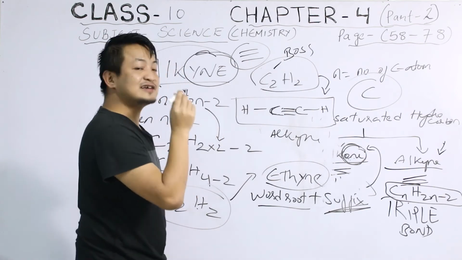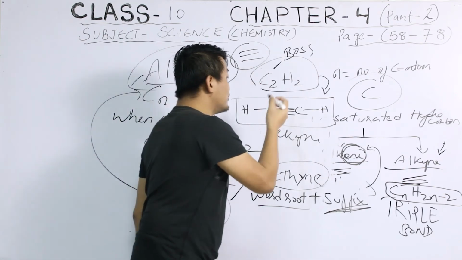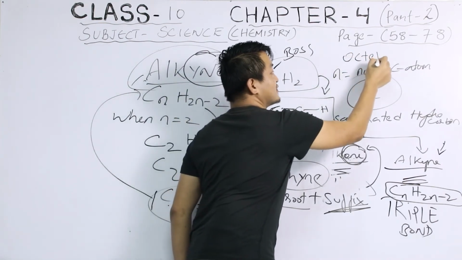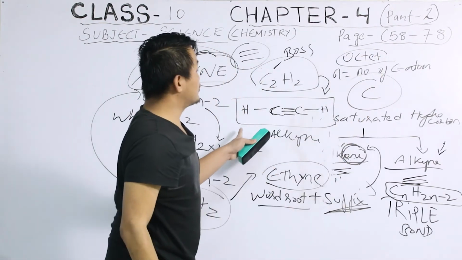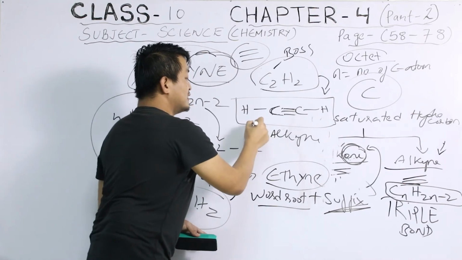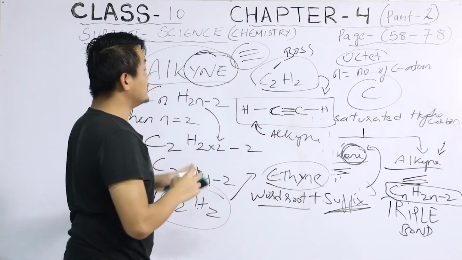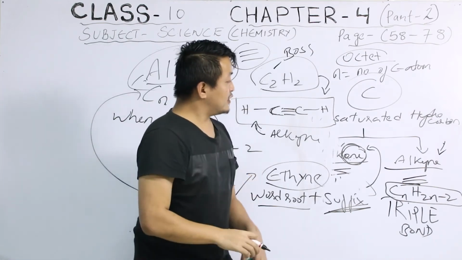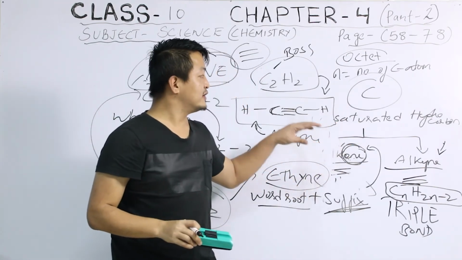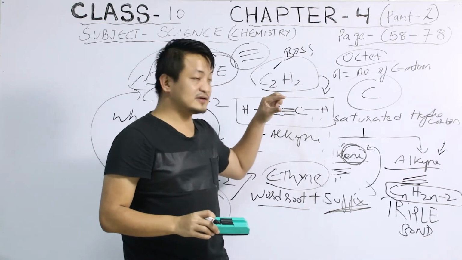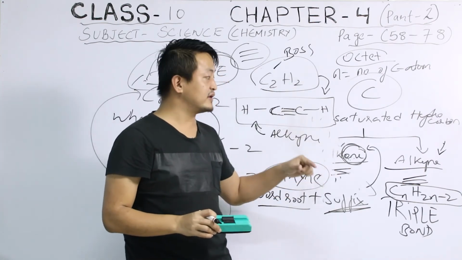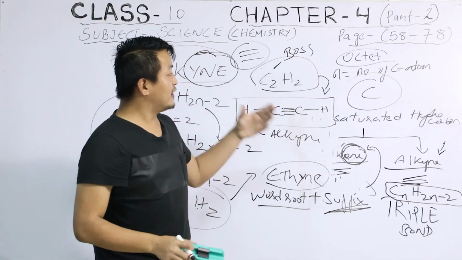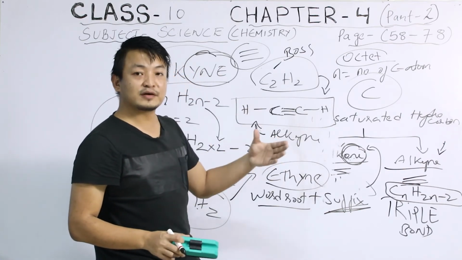So it has already satisfied and it is already obeying the rule, that is the octet rule. I'm sure you are clear with this structure and how to name this compound. Clear? So students, we have already covered hydrocarbon and the types of hydrocarbon, that is saturated and unsaturated hydrocarbon. So now let's discuss the next topic.